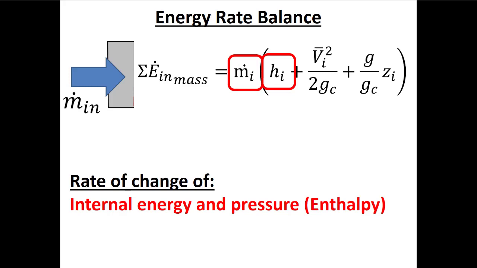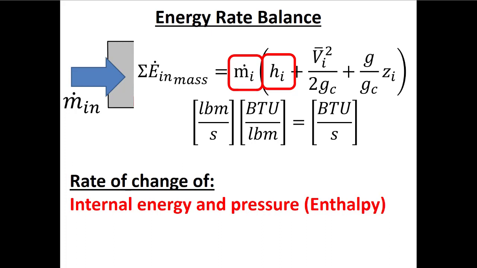Now I'm going to take you through the units to make sure that we're adding apples to apples, right? So we have a mass flow rate times enthalpy. This is going to be pounds mass per second multiplied by H, which when you look it up in the textbook is in BTU per pounds mass. So that's going to be BTU per second.